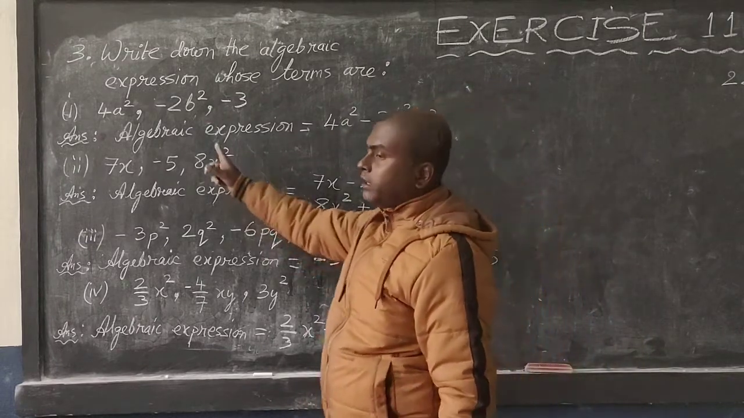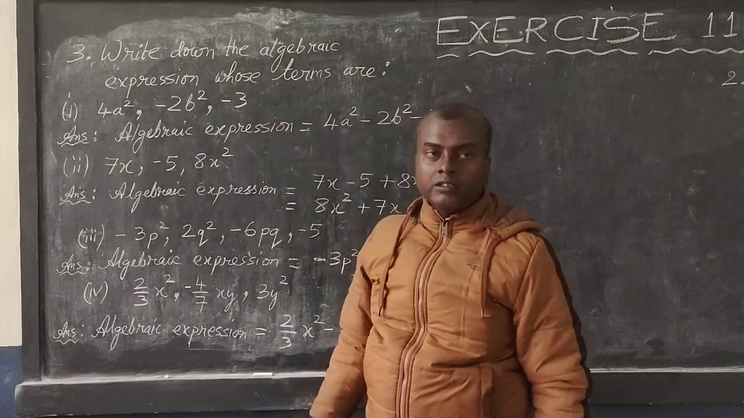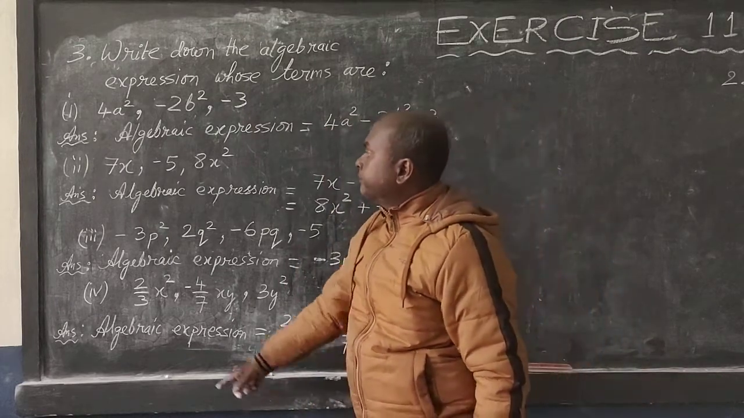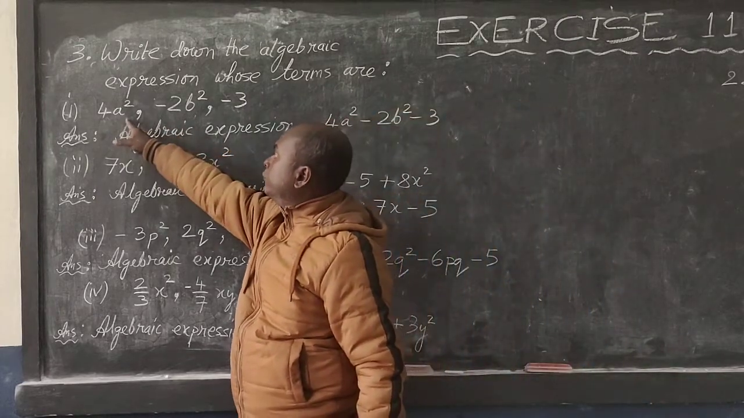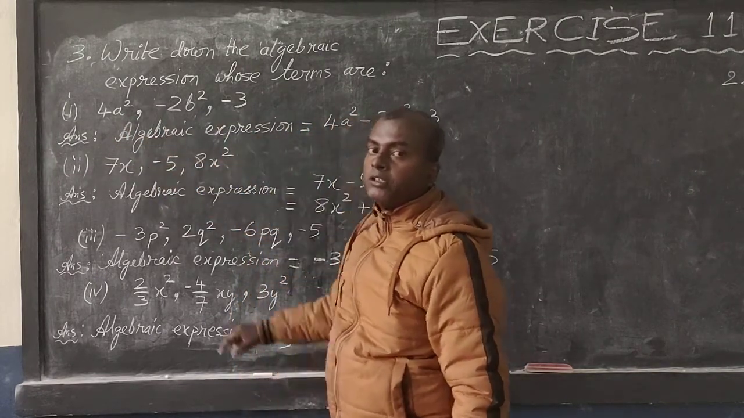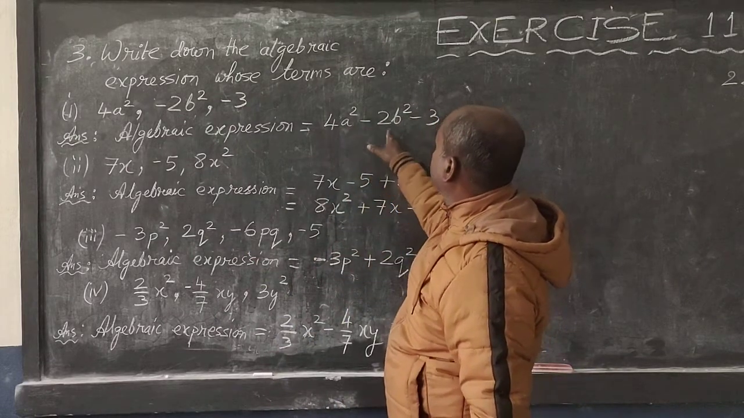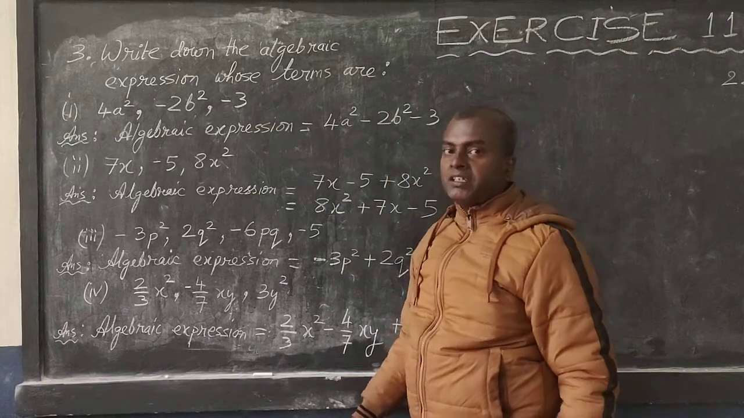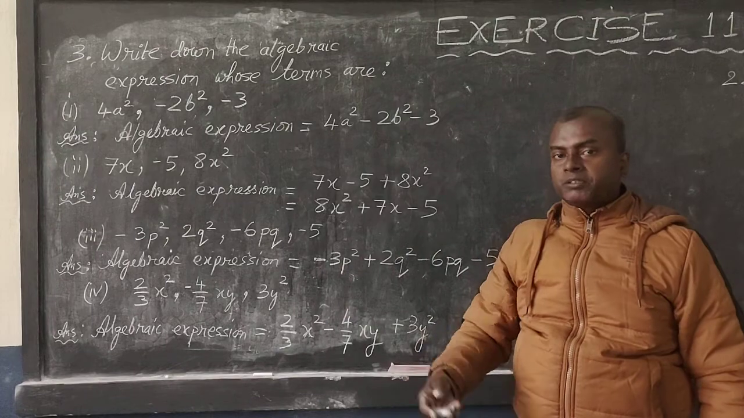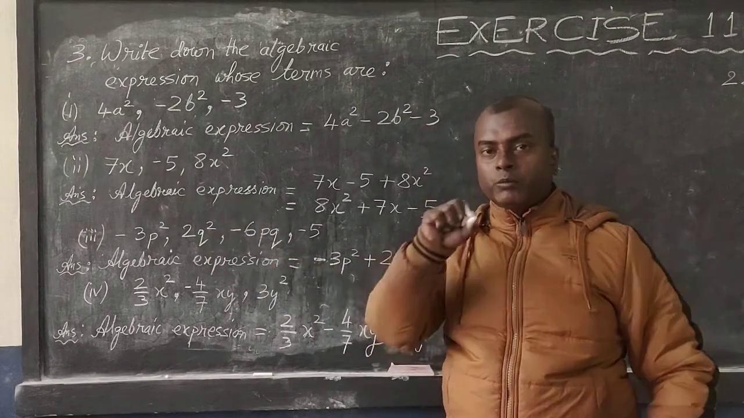Okay. So let's try the first one. Remember one more thing. If no sign is associated with any term, then a plus sign is there. So here, the first one, the terms are 4a square, minus 2b square, minus 3. Combine them, then you will get 4a square minus 2b square minus 3. Basically, you just have to remove the commas and put them together. You will get the expression. Okay, if the expression is given, then you have to separate them and put commas.